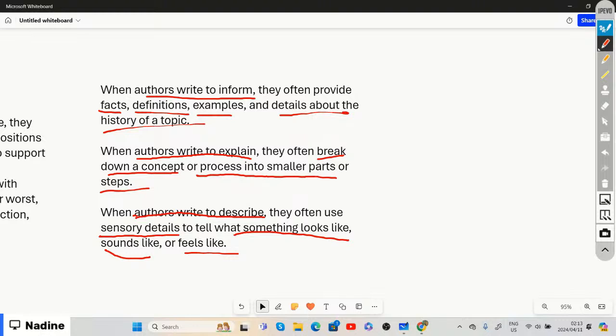All right. So that is basically the author's purpose. If you as an author want to write to inform people about certain things, then you need to get your facts in order: the definitions, examples, and details about the history of a specific topic or place. When an author writes to explain, they often break down a concept, as to why or what they did, or process it into smaller parts or steps.